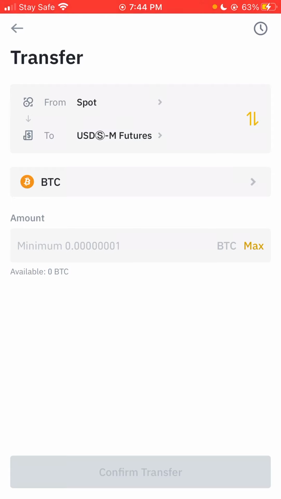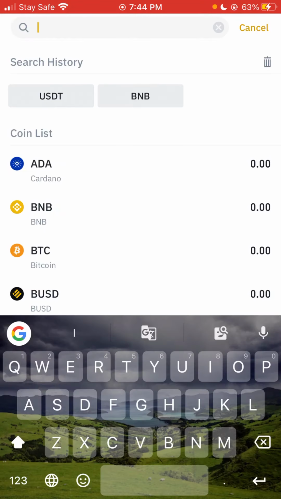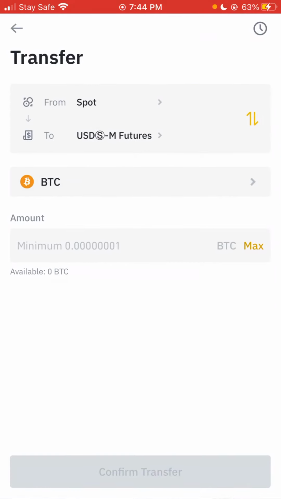There are some pairs that appeared with BTC, but trust me, most of the pairs appeared with USDT. You can see pairs with other coins too, but you always find them with USDT. So you click on BTC and choose USDT. The amount you have will be shown there, and you can click on max.